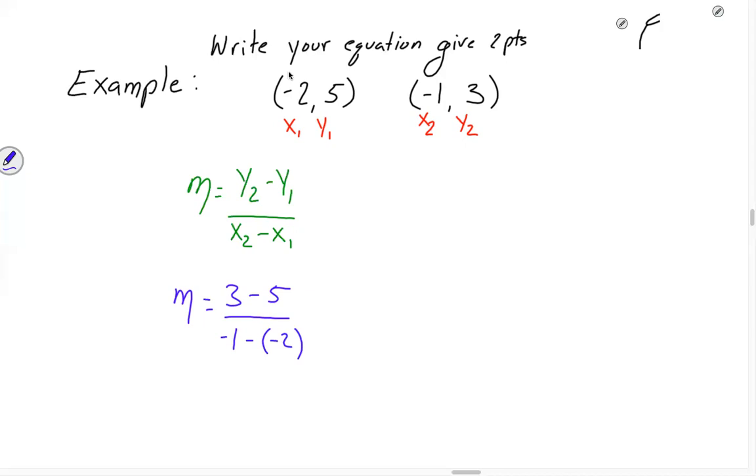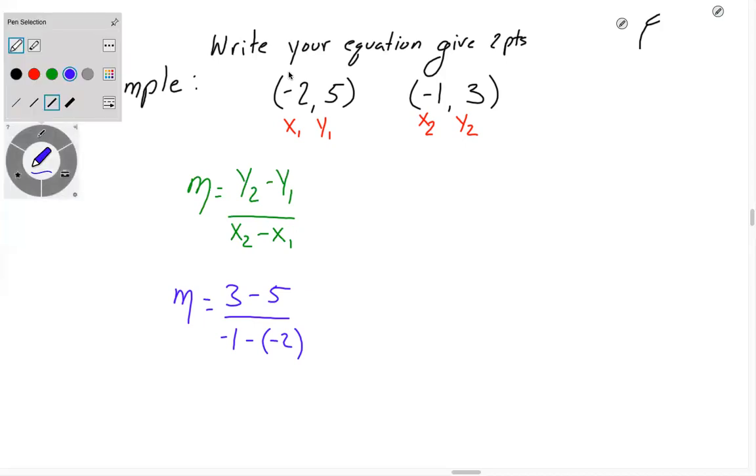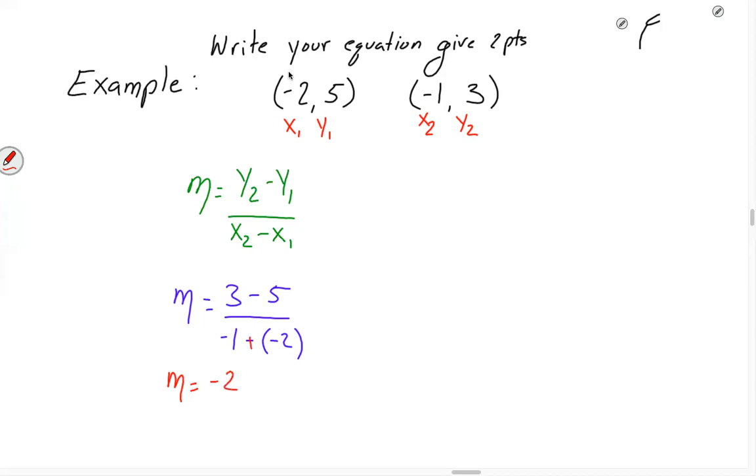Mr. Ferry, what's step number 4? Solve it or simplify it. 3 minus 5 is -2 over 1, which I'm just going to write as -2. Is that okay with you?